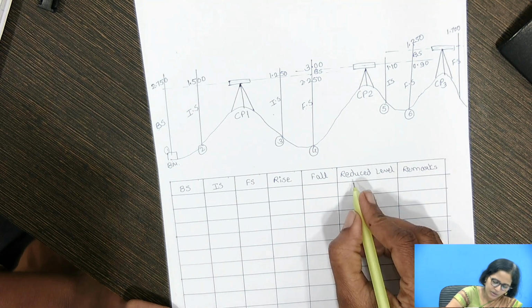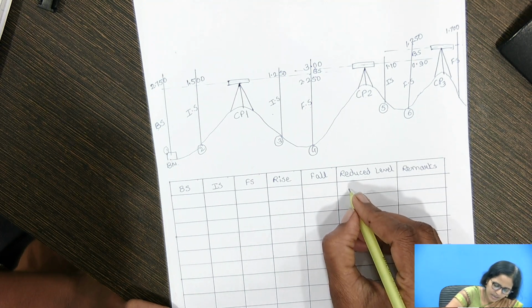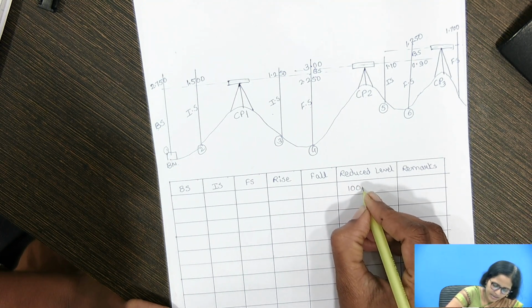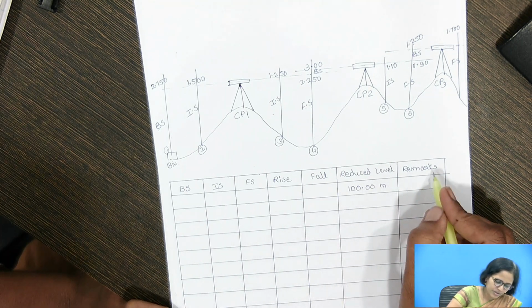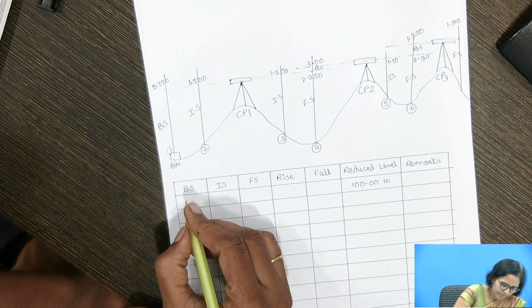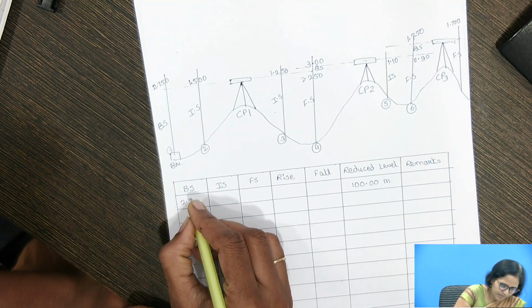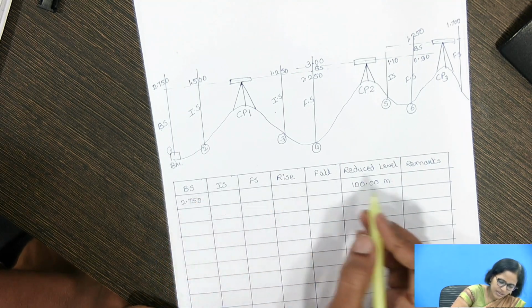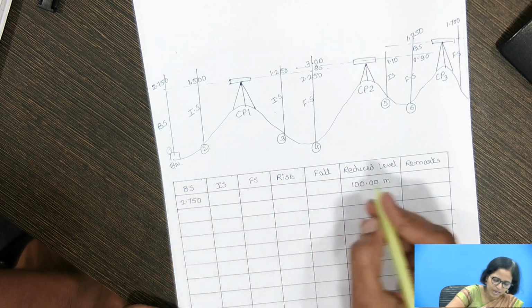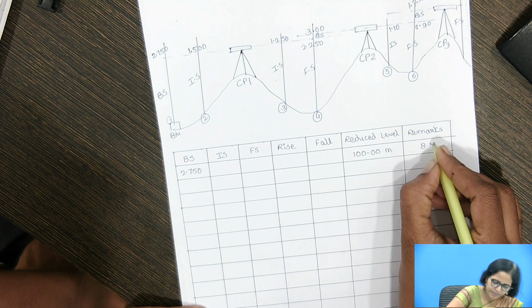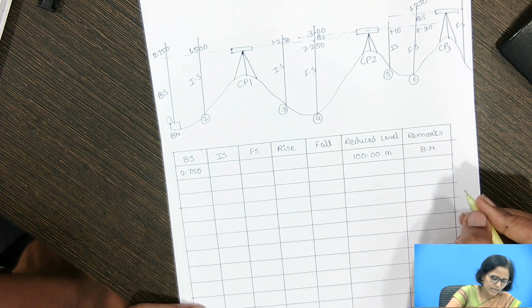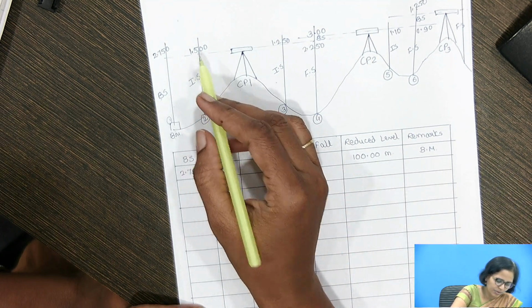So let us say the reduced level is given to us as 100 meters. The first reading is the backside reading, which is 2.750. It is a reading which is taken on the benchmark. So in the remarks I will write it as benchmark, that is BM. Next, the IS reading, that is 1.5.